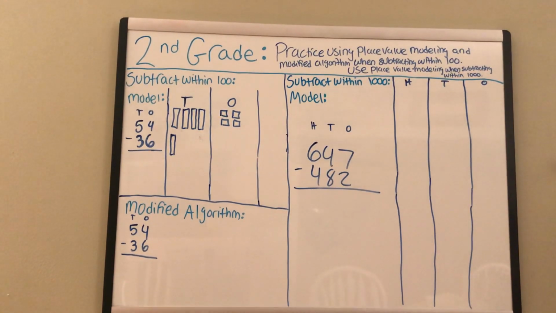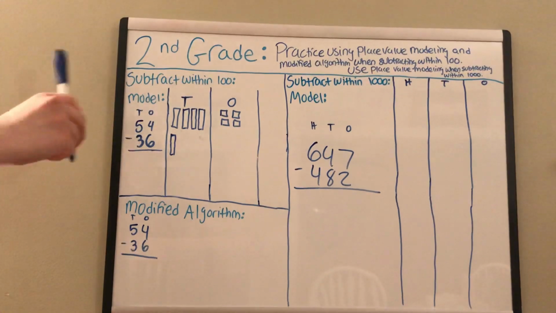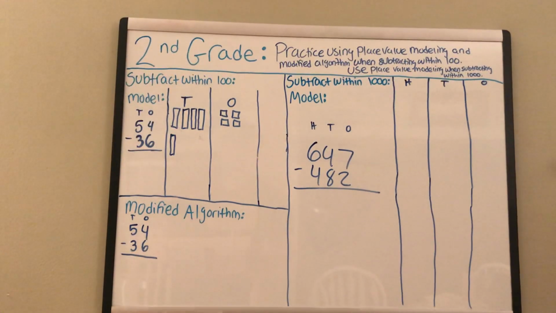All right, let's move on to second grade. By the beginning of second grade, students should know how to fluently subtract within 20 using mental strategies. In second grade, students progress in subtraction by learning how to subtract within 100 and 1000. So students will practice using place value strategies involving modeling and a modified algorithm when subtracting within 100. Students will practice using a place value strategy involving modeling when subtracting within 1000.